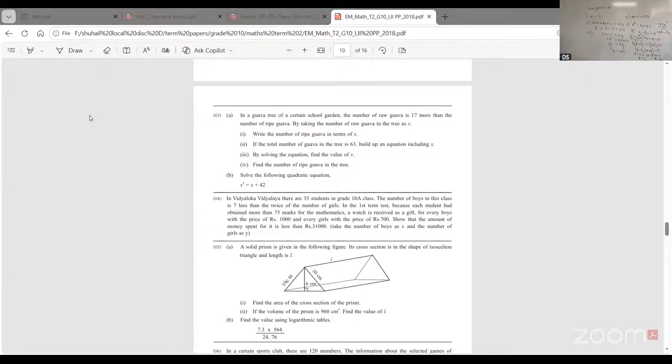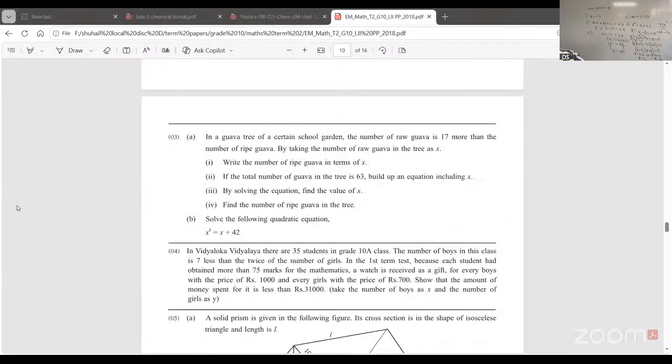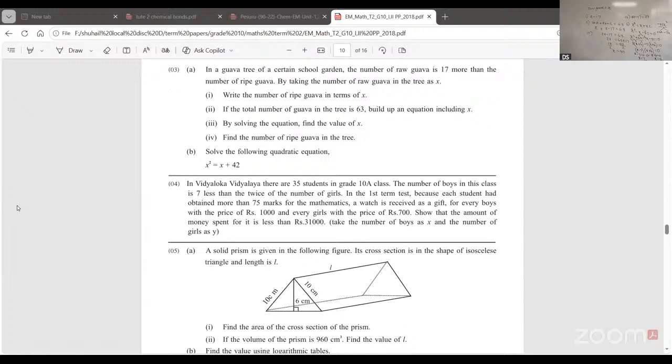Right. Now we'll see. In Vidyaloka Vidyalaya, there are 35 students in the grade 10A class. The number of boys in this class is 7 less than twice the number of girls. In the first term test, because each student had obtained more than 75 marks for mathematics, a watch is received as a gift. For every boy it is a watch with the price of 1000 rupees and for every girl with the price of 700. Show that the amount of money spent for it is less than 31,000. Take the number of boys as x and the number of girls as y, they have given.